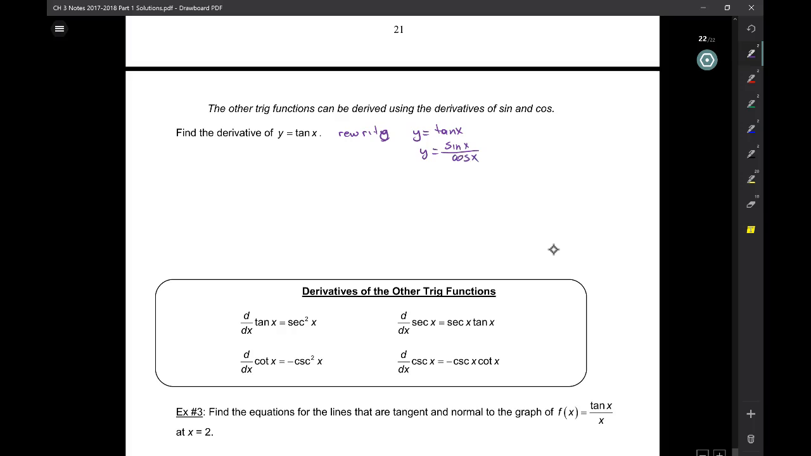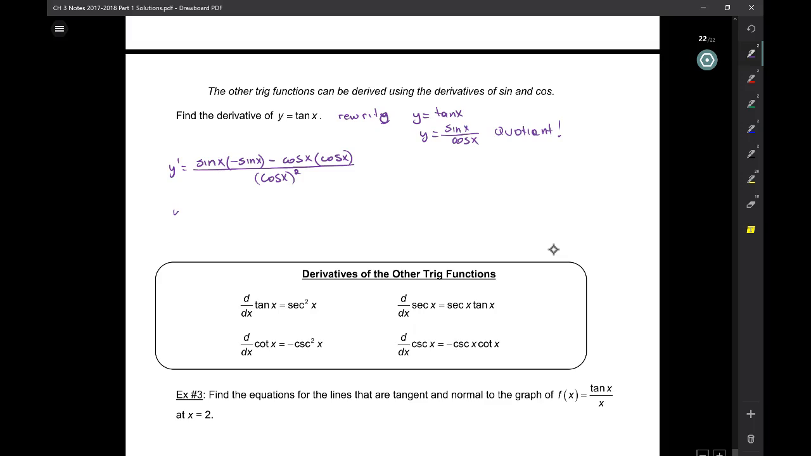What rule can I use to take the derivative of this? Quotient rule. High d low minus low d high, right? So y prime is going to be high, and what's the derivative of the low? Negative sine of, minus low d high, over cosine of x squared.